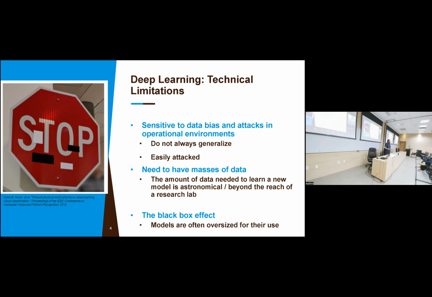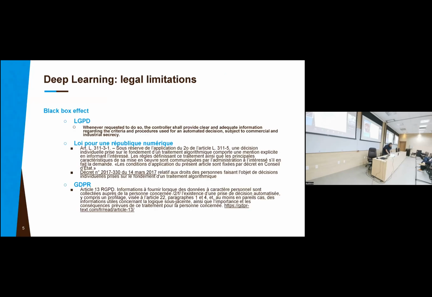So the deep neural network can do such kind of mistakes that we will never do. We need to have masses of data to learn them. Okay, for huge models, public research labs are not able to learn them. They do not have the computing resources, and they do not have the money to pay the electricity bill to learn them. So it's a big issue. And there is a black box effect. Models are often oversized in comparison to what is needed in their use. Okay? Lots of time, the models are very complicated and we do not really know what happens inside.